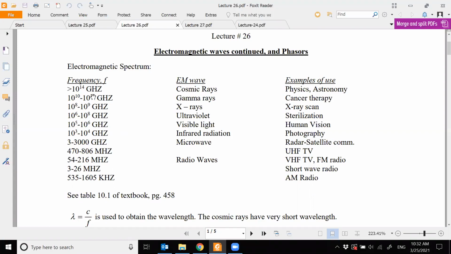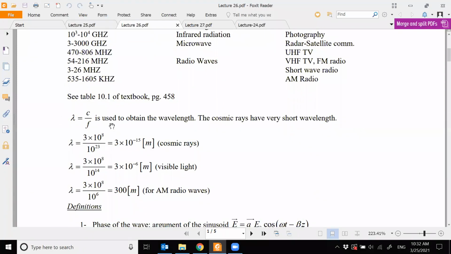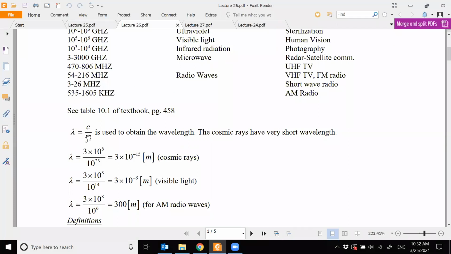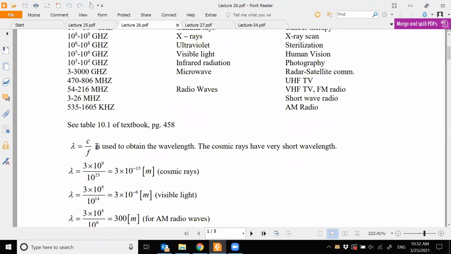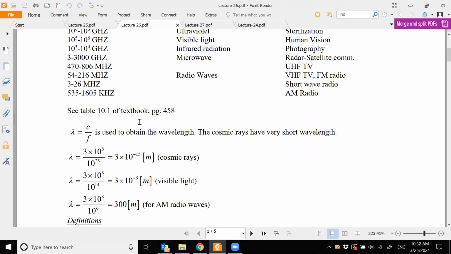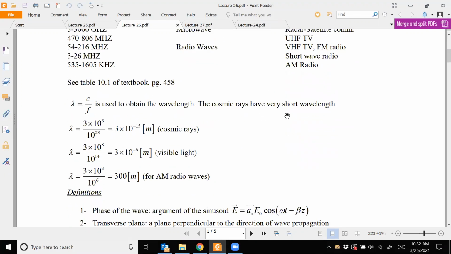Now, how can you find the wavelengths of these? We know it. Lambda is C over F. I'm not using U here because these frequencies and wavelengths are assumed to be for free space. That's why, instead of U, I'm directly saying C, because U and C will be the same for free space. So you can look at how the wavelengths are.